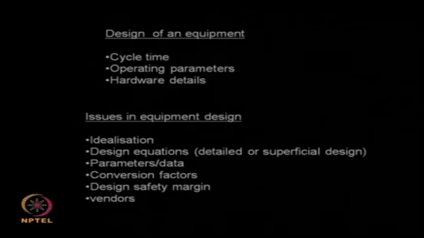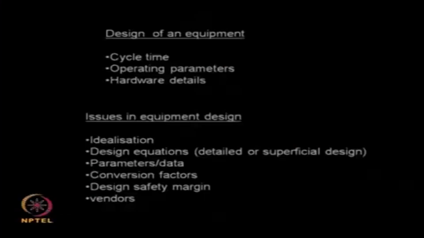If you are trying to settle solids in a slurry, how long do you need to keep the liquid stationary so that the solids will settle down, that is called cycle time. So cycle time is a very important parameter you need to design. Next is operating parameters: what will be the temperature, what will be the pH, what will be the pressure, and if it is a fermenter, what will be the dissolved oxygen. These are called operating parameters.